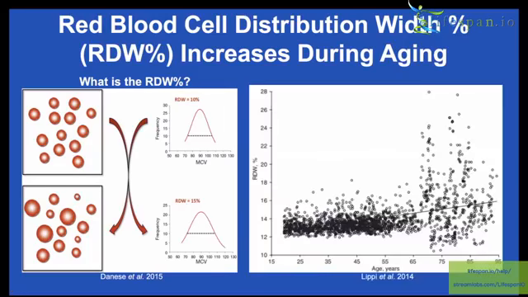So what's optimal? Well, it increases during aging. We see that here with the RDW percentage versus age. Lots of data points. These are individual subject data, so it's a big sample size. And we can see that the RDW increases during age.